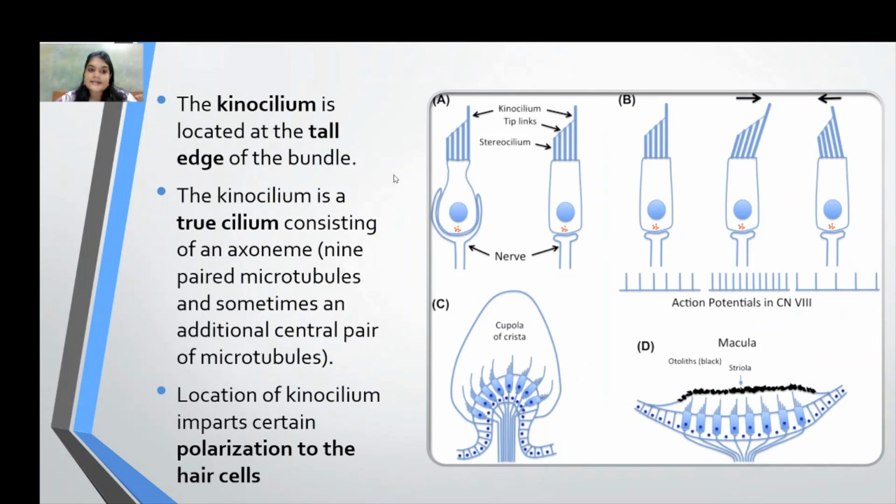The kinocilium is located at the tall edge of the bundle, and kinocilium is a true cilium. It has an axoneme, that is 9 paired microtubules, and sometimes there is a central pair of microtubules also. So the location of kinocilium imparts polarization to the hair cell. That means this is a type 2 hair cell. As you can see, it has a bouton type of nerve ending, and this is a normal hair cell.